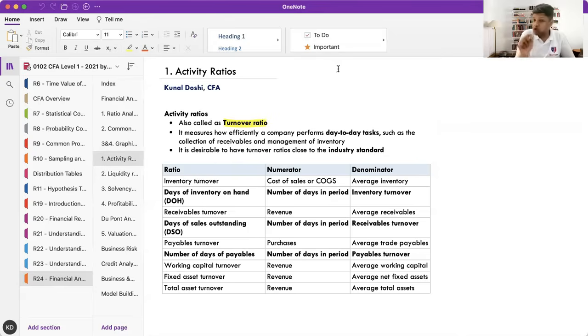But these ratios are also called, which is not written here, efficiency ratios. So they are activity ratios, turnover ratios, or efficiency ratios. By the name itself, I'm trying to connect that they tell you the efficiency. Efficiency of what? Efficiency of the investment in your company. Where do you invest in your company? Fixed assets and working capital, right? Those are your total assets, correct?